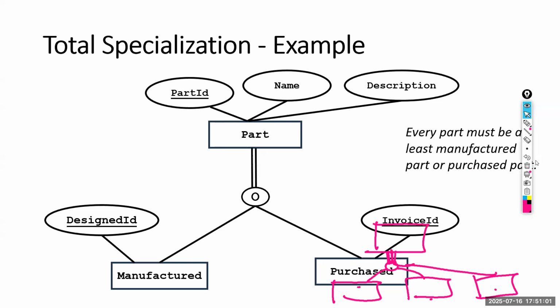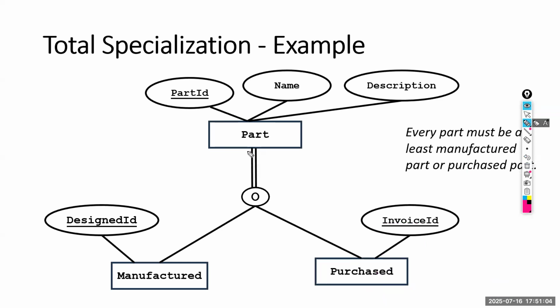So here we can see we have used double line. That means whenever we have a part, it must belong to one of these. It can't be just a part. It must be one of these also. It's like account, savings account, current account. So whenever we have an account, it must be either a current account or a savings account.